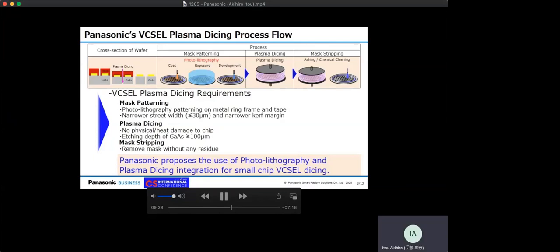Panasonic can recommend photolithography and plasma dicing integration for small chip pixel devices.